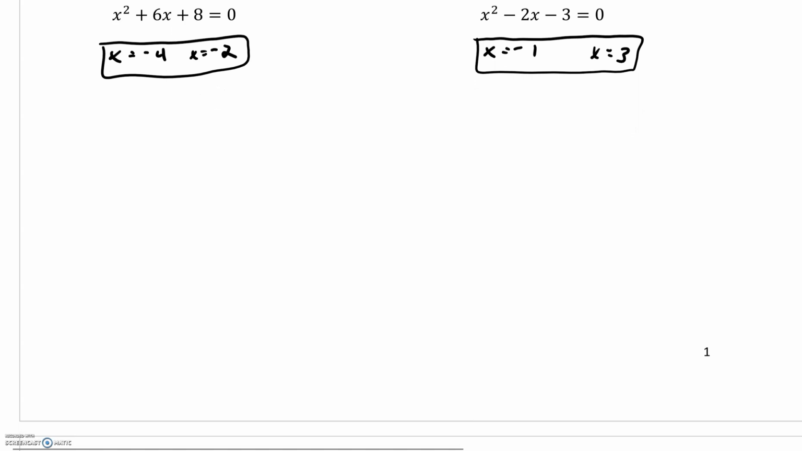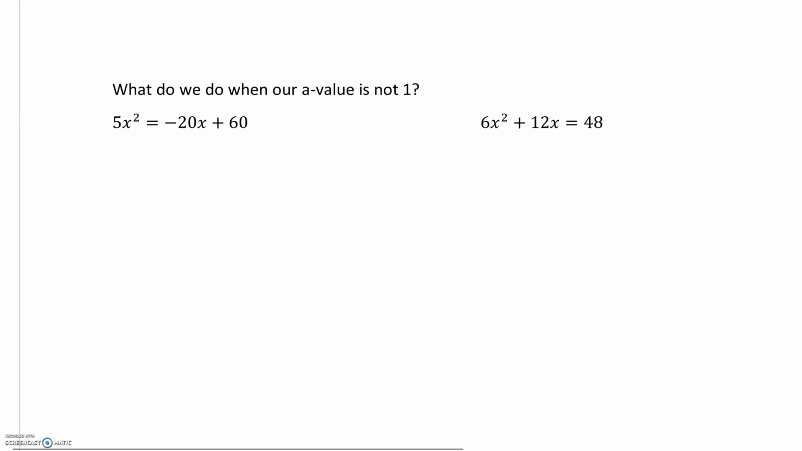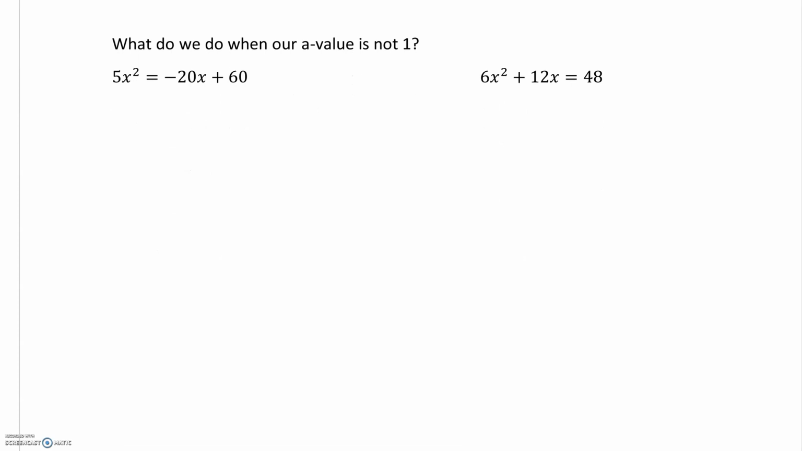Okay, so we're going to move down here. And the question is, can we still complete the square when the a value, the number in front of the quadratic term, the x squared, is not 1? And the answer is yes. However, what we want to do is make sure we make it 1.